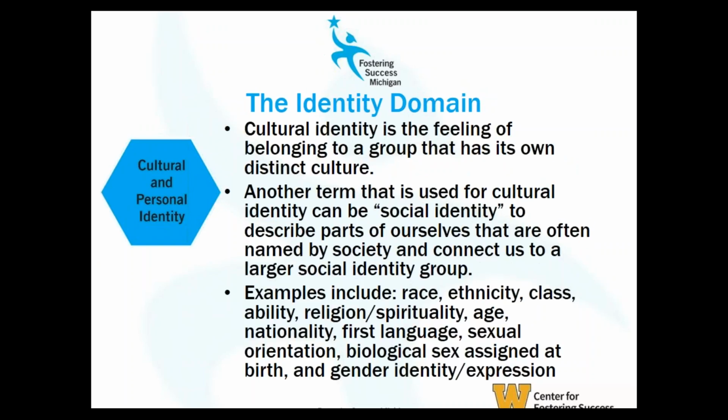There are several ways that we break down identity. There is cultural identity, so belonging to a larger cultural group that has a distinct identity within itself. There is social identity that is often named by society and connects us to other groups that are identified from within our society. Some of these examples are race, ethnicity, socioeconomic class, ability status, religion or spirituality, age, nationality, first language, sexual orientation, biological sex assignment at birth, and gender identity or expression.